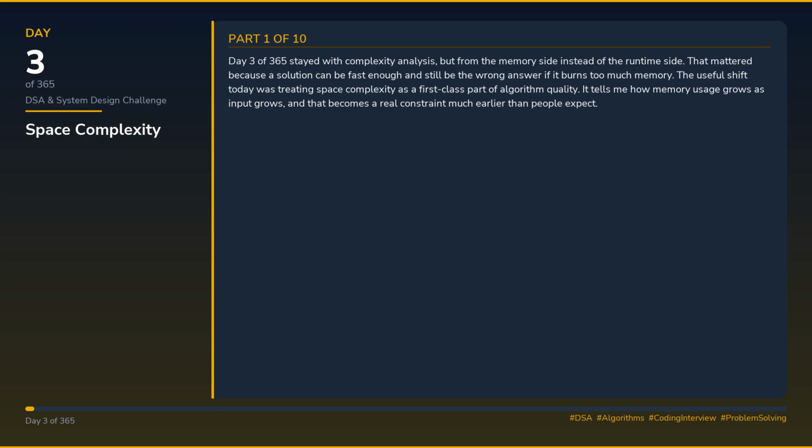Day 3 of 365 stayed with complexity analysis, but from the memory side instead of the runtime side. That mattered because a solution can be fast enough and still be the wrong answer if it burns too much memory. The useful shift today was treating space complexity as a first-class part of algorithm quality. It tells me how memory usage grows as input grows, and that becomes a real constraint much earlier than people expect.